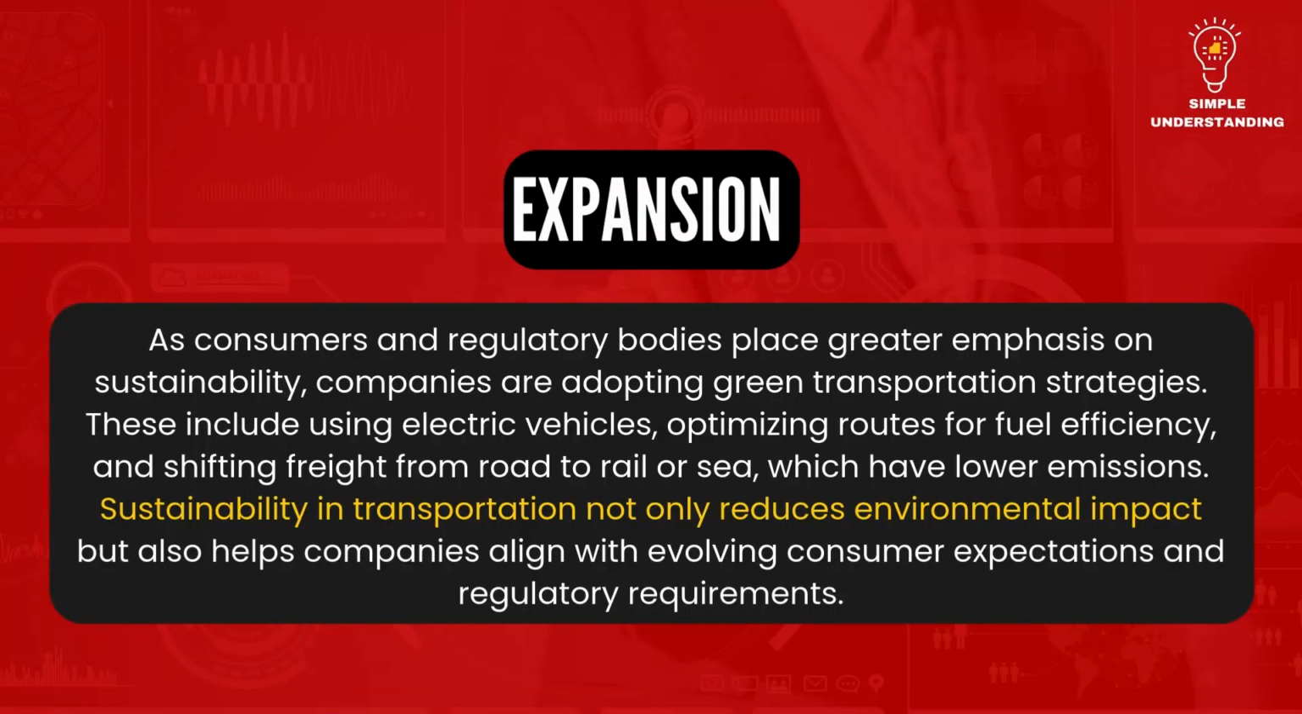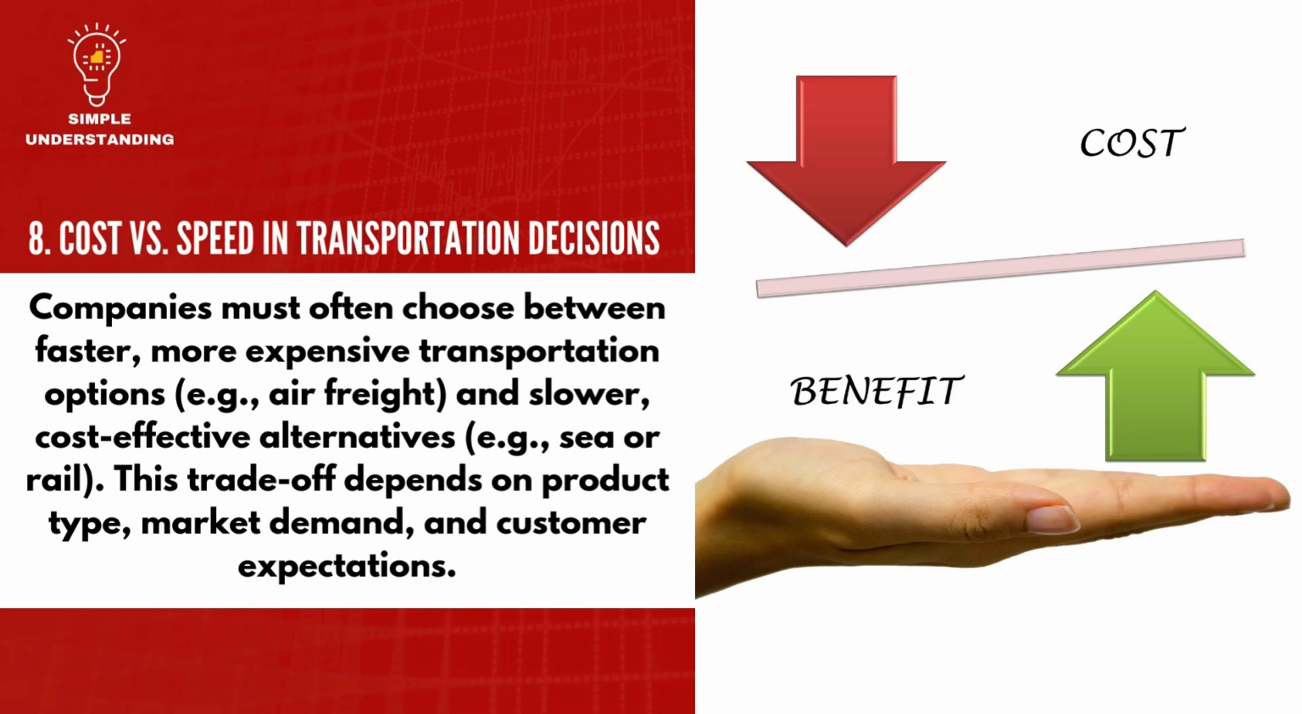Expansion. As consumers and regulatory bodies place greater emphasis on sustainability, companies are adopting green transportation strategies. These include using electric vehicles, optimizing routes for fuel efficiency, and shifting freight from road to rail or sea, which have lower emissions. Sustainability in transportation not only reduces environmental impact, but also helps companies align with evolving consumer expectations and regulatory requirements.